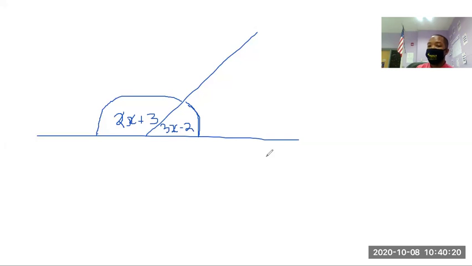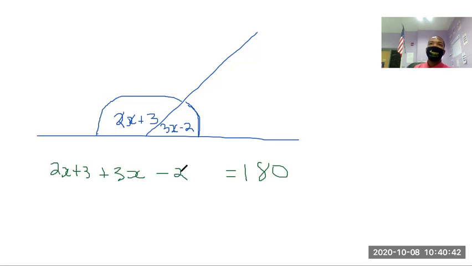So a straight angle equals 180. If I think about this, both these angles together should add up and equal 180, right? So 2x plus 3 plus 3x minus 2, all that should equal 180. I receive 5x because I group my like terms.